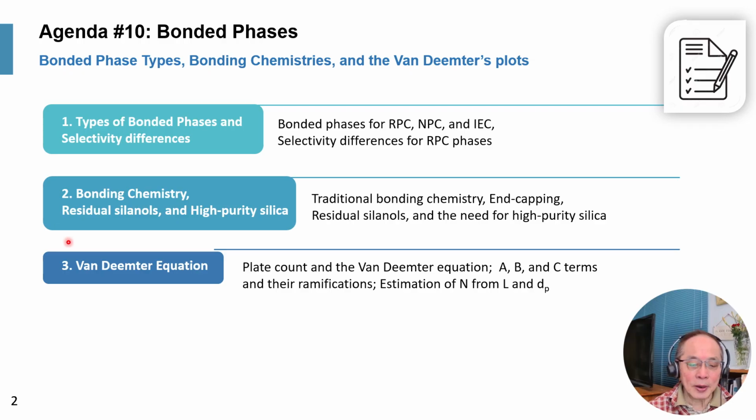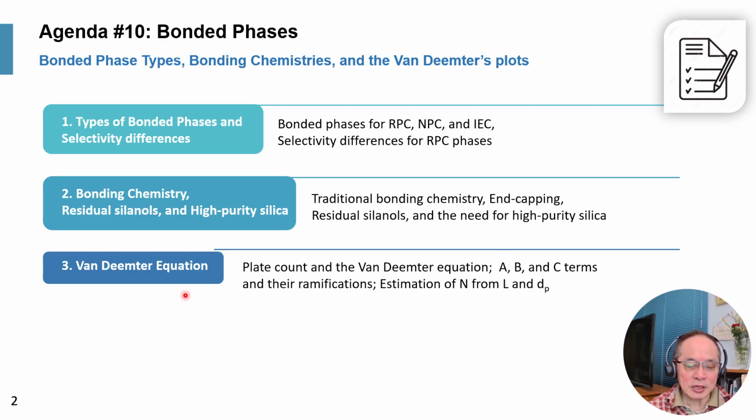Number two, bonding chemistry. We talk about traditional bonding chemistry using monofunctional silanes, the process of end capping, and the importance of residual silanols, and the need for something called high purity silica.